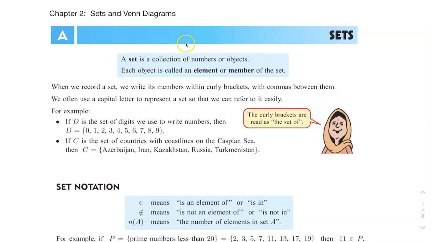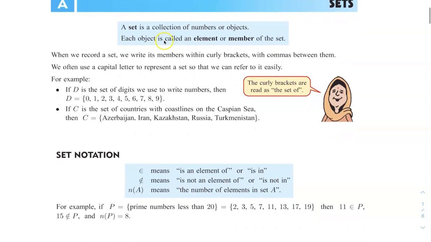Chapter 2, Sets and Venn Diagrams. So we're going to start first with talking about sets. A set is just a collection of numbers or objects. You just collect certain things up, list them, that's a set. The elements or objects, the numbers or objects in the sets, we call them elements or members of the set.